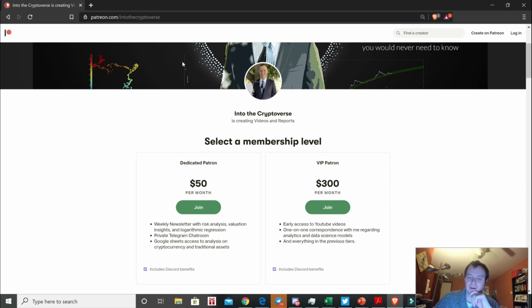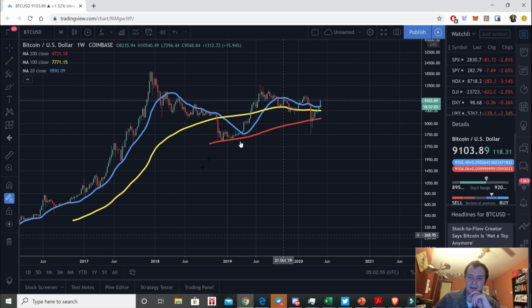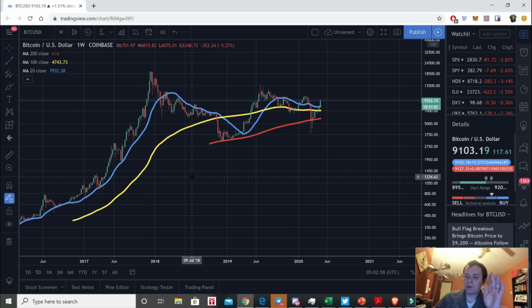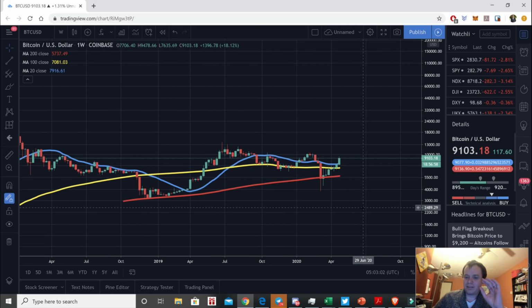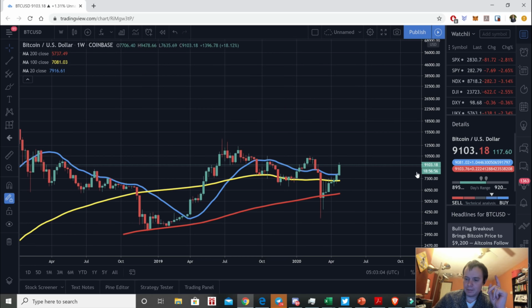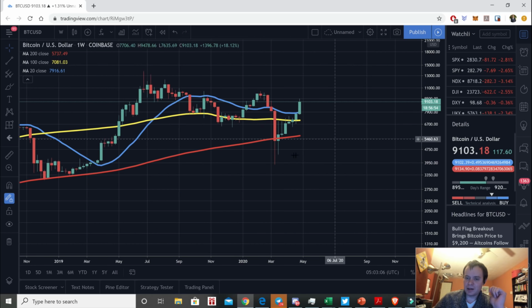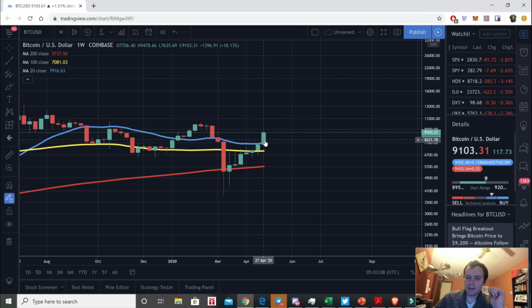So the final thing that I want to talk about is, again, looking at Bitcoin, because this is what it all comes down to. If Ethereum is going up, it's most likely because Bitcoin is maintaining its value above this 20-week moving average, which I think is a very critical point.